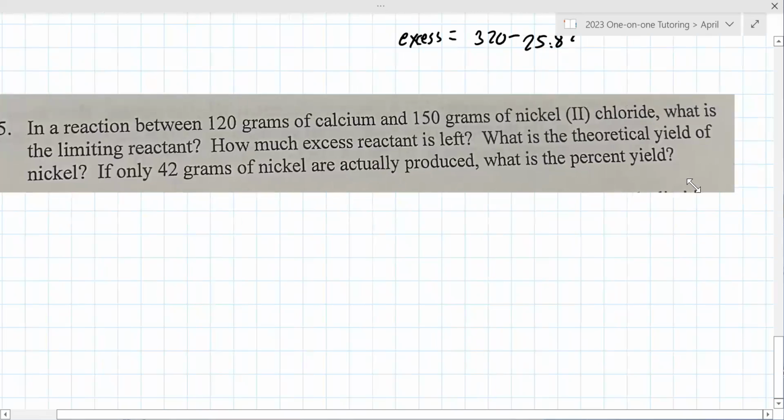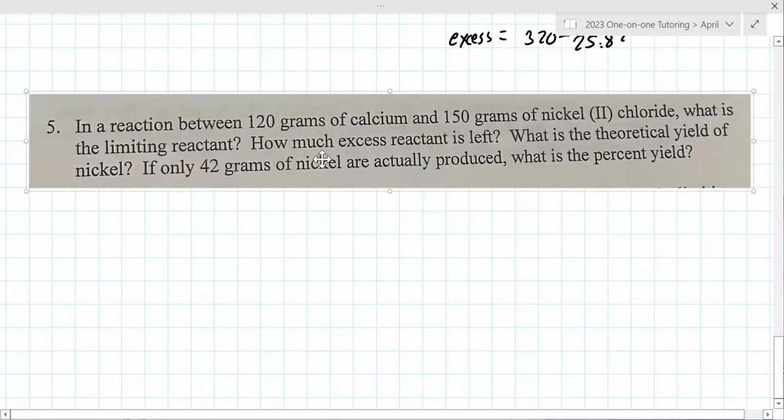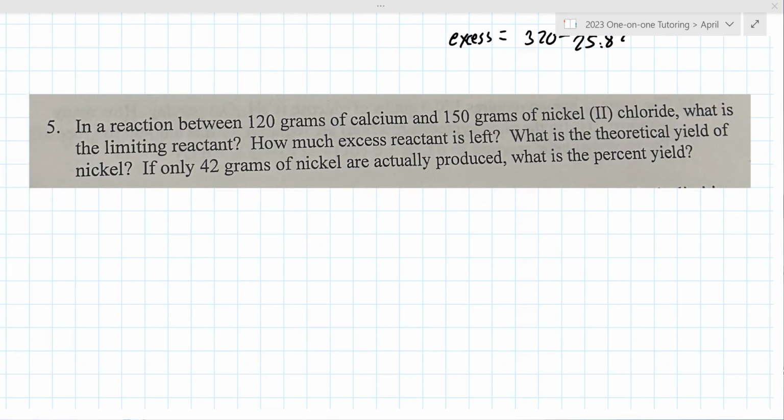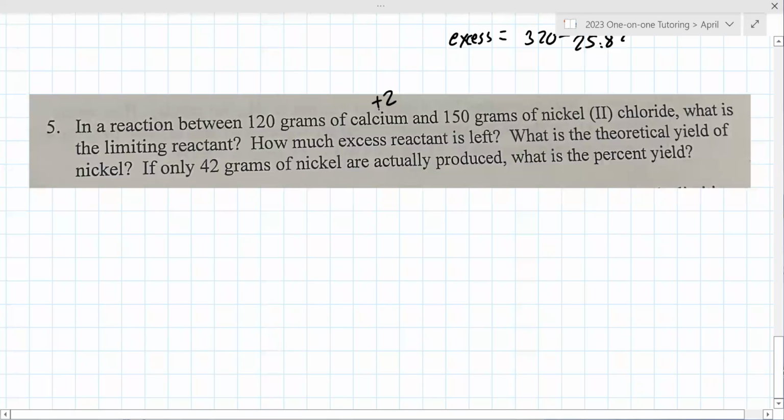All right. So again, the way to do this is to go to your periodic table and look up calcium and know where calcium is. Calcium is +2. Okay. And nickel 2 is +2.